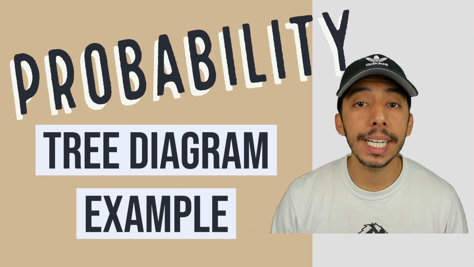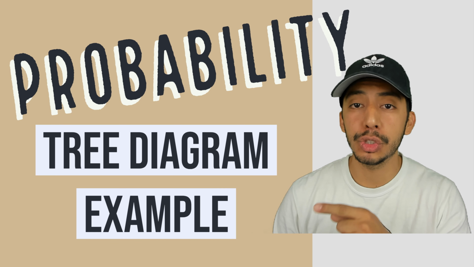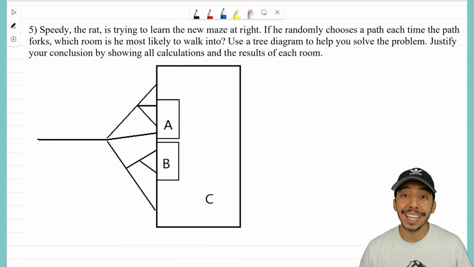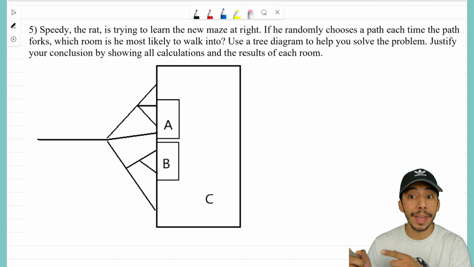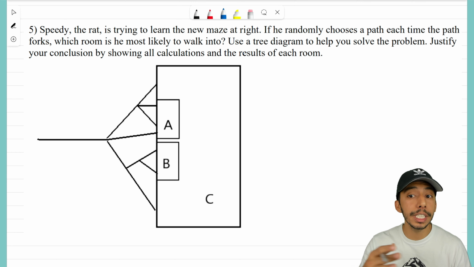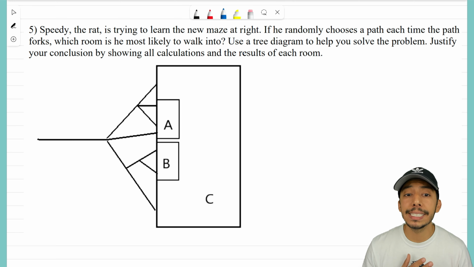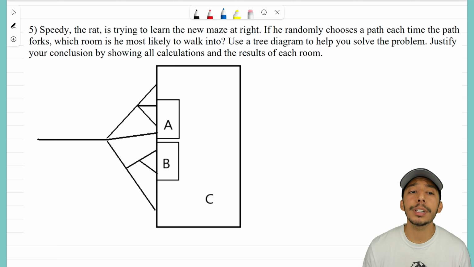In this video, we're going to take another look at probability and see if we can use a tree diagram to help us solve a question. The question today is listed right here. Speedy the rat is trying to learn the new maze below. If he randomly chooses a path each time the path forks, which room is he most likely to walk into? It says to use a tree diagram to help you solve the problem, and to justify your conclusion by showing all calculations and the results of each room.